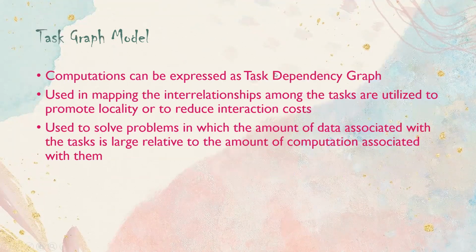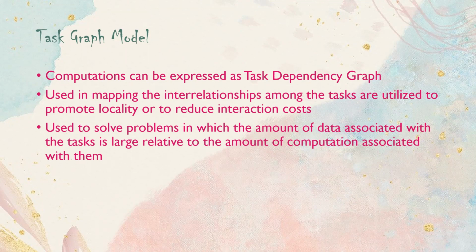The next one is the task graph model. As we have already discussed, we have something called a task dependency graph, which is an acyclic directed graph that tells you which task is dependent on which other task. Accordingly, the parallelism can be implemented. Whenever there is a lot of interrelationship among the tasks, this task graph model is going to help in understanding which task should be performed first and which can be performed after which task, and details like that.